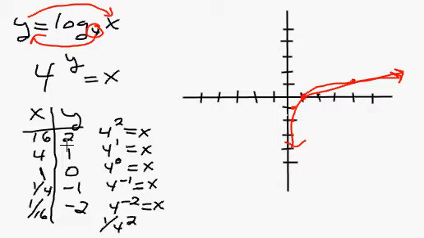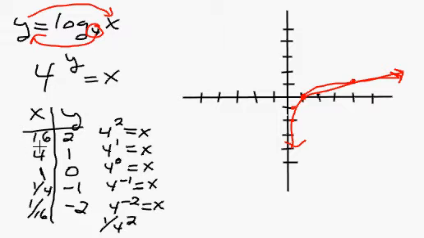Okay, so if I take my 2 and put it where the y is, I get 4 to the second equals x, which is 16. If I take my 1 and put it where the y is, I get 4 to the first equals x, which is 4. Then 4 to the 0, anything to the 0 power is 1. You've got to remember that rule. 4 to the -1, remember a negative exponent means reciprocal, so that would be 1/4. And 4 to the -2 is 1 over 4 squared, which is 1/16.